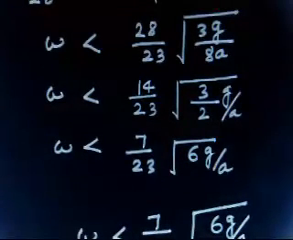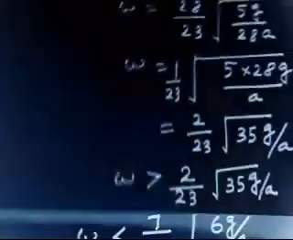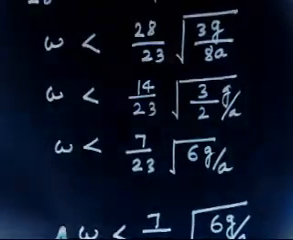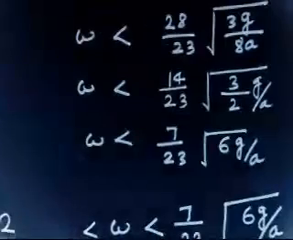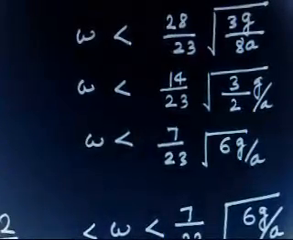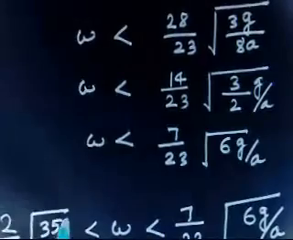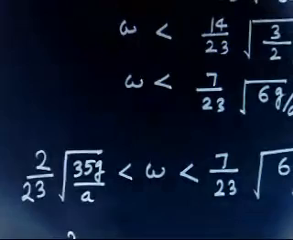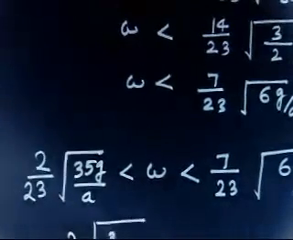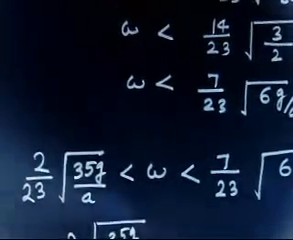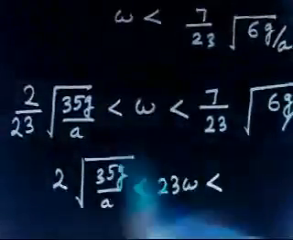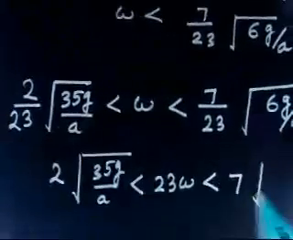And the other condition you have, you check your copy, omega should be greater than 2 by 23 under root 35g by a. So this is the condition you have. So if you multiply by 23, we will have 2 into under root 35g by a should be less than 23 omega, and this should be less than, because I am multiplying throughout by 23, 7 under root 6g by a.